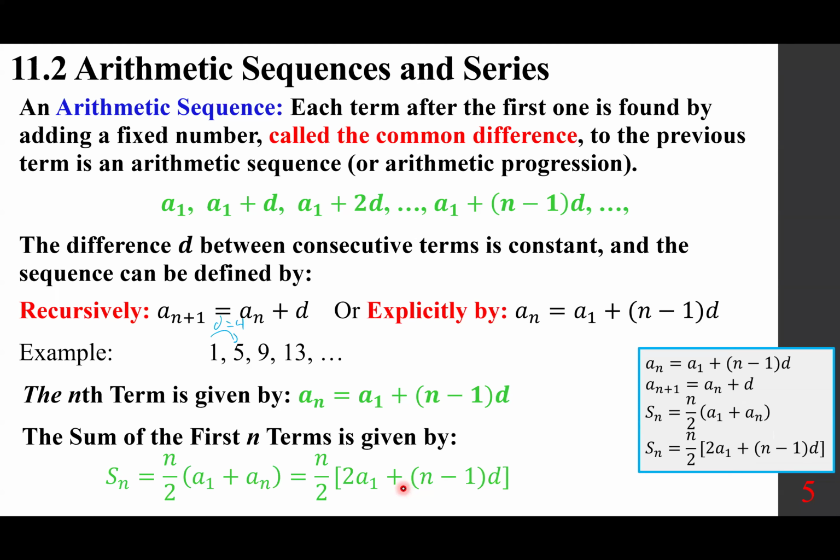So here's the synopsis of that. A sub n is A sub 1 plus n minus 1 times d. A sub n plus 1 is A sub n plus d. S sub n is n over 2 times A sub 1 plus A sub n, or S sub n equals n over 2, 2 times A sub 1 plus n minus 1 times d.